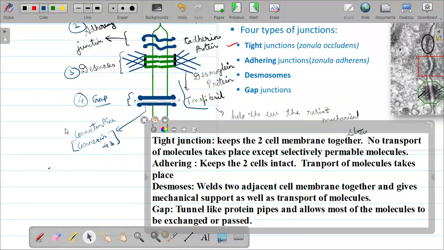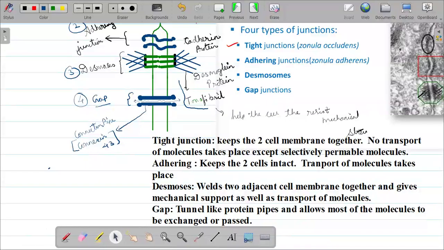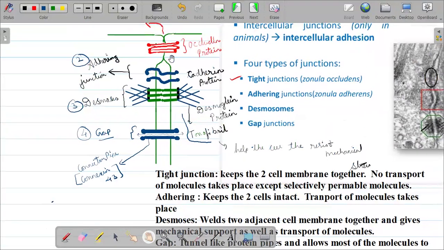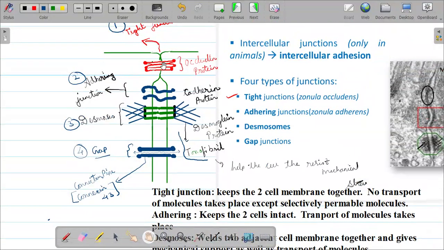I've given you the four types of junctions. To understand that, look here, sir. When it is tight, molecules do not pass. In all the others, molecules pass, except the tight junction. Only in tight junction are the two cells brought close together, correct? Yes, sir. Only in tight junction are the cells together. In other junctions, they just keep the cells intact, not so close to each other. Okay. Understood, sir.